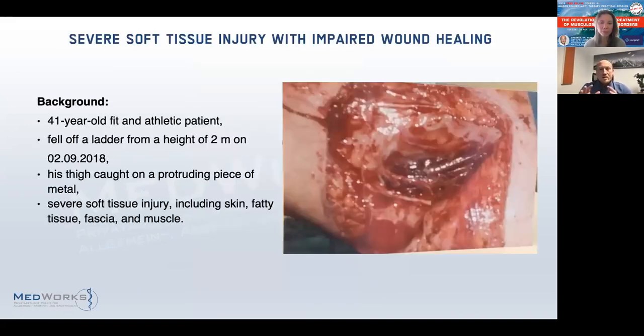Another part is the wound part, how to use shockwave for tissue injuries. This is at the age of 41, he fell from a ladder. He didn't break anything. It was a ladder of 2 meters, but there was a piece of metal standing out of the ladder, and this cut his whole leg. You see it here. This is his thigh.